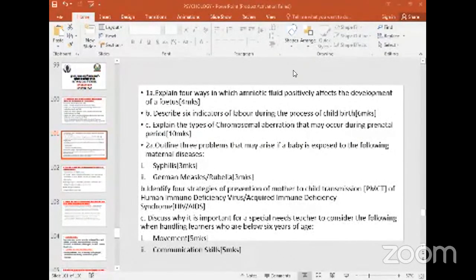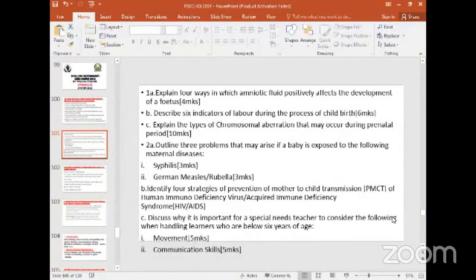What are the characteristics of such a child? Hapo Google sasa. Watu wanaojua biology watusaidie. Nimeona hii ya Klinefelter wameweka X 2 na Y 1. So what does it mean?